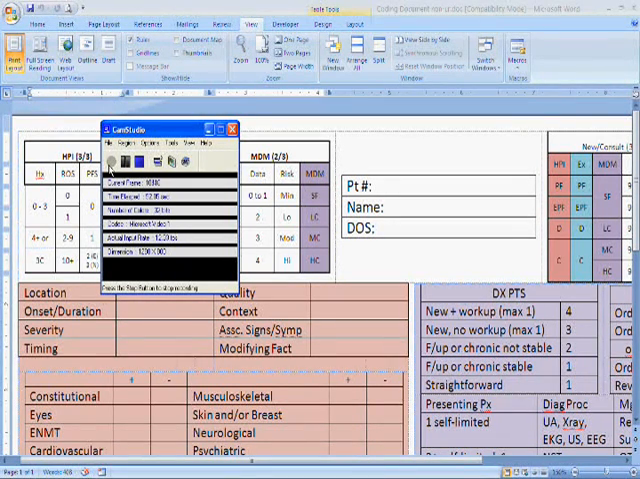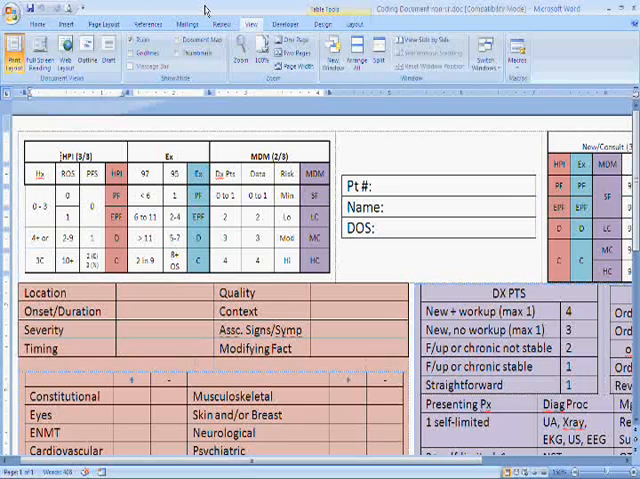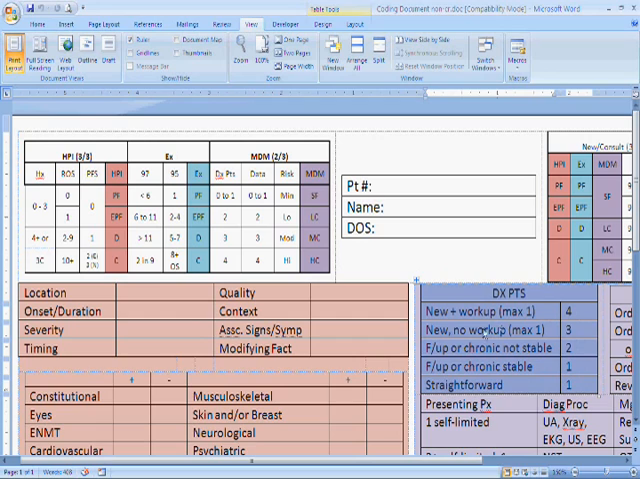For now, what we're going to talk about is the third part of the E&M code, and it's divided into 3 parts. This last part is called the medical decision making, and it's divided into the diagnosis points, the data points, and the risk. So we're going to cover the diagnosis points just for this section. On the worksheet that I have, the diagnosis points are in this little box right here.